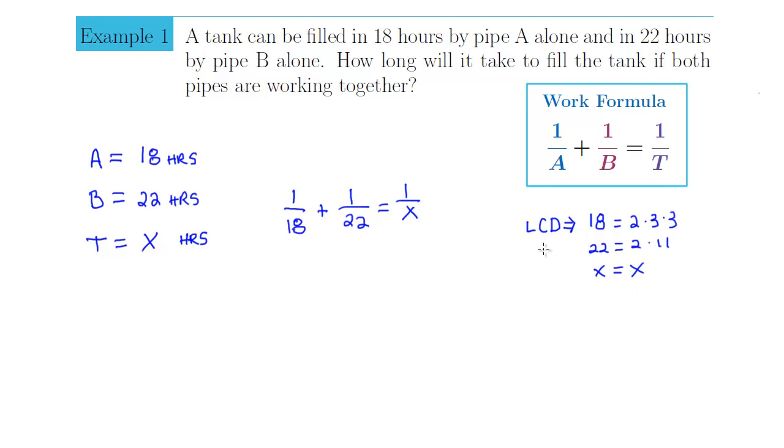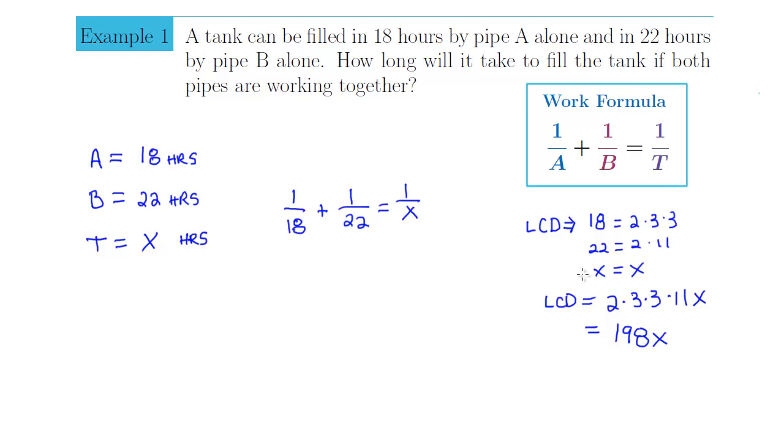And recall, the LCD has to take each of these factors and make sure they're included. So we look at the factor 2, and it's included once in both places, so our LCD only needs it included once. The factor 3 appears twice, so we must show two factors of 3 in our LCD. The factor 11 appears once, and the factor x appears once. So that means that the LCD for our problem is actually going to be 2 times 3 times 3 times 11, which is just 198x.